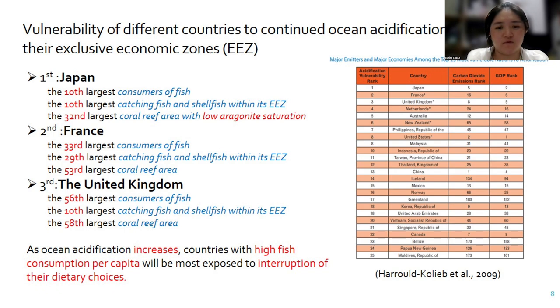Japan is the most vulnerable nation to the impact due to being the 10th largest consumer of fish and a key player in fishing and shellfishing within its exclusive economic zone. France ranked the second while the UK ranked the first. As ocean acidification increases, countries with high fish consumption will be most exposed through their dietary choice.